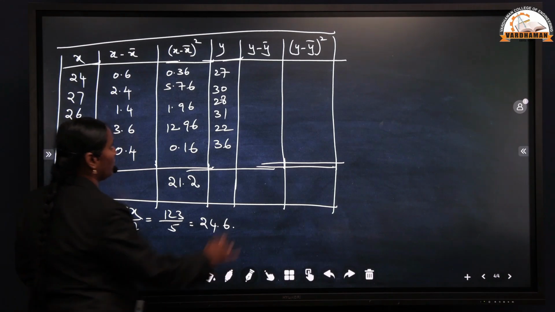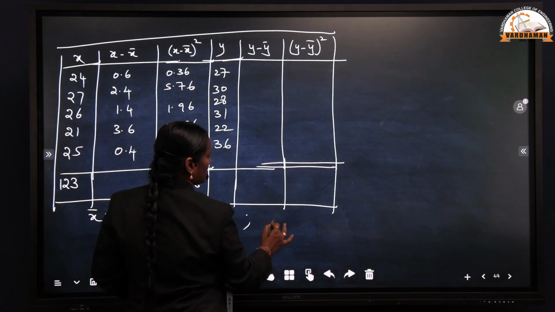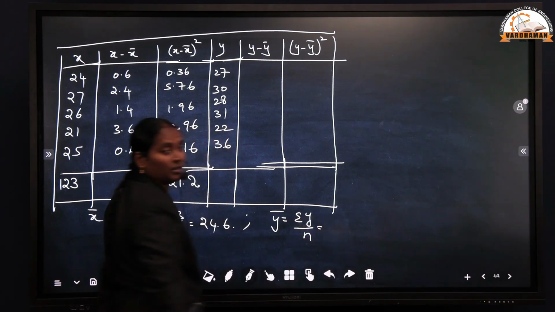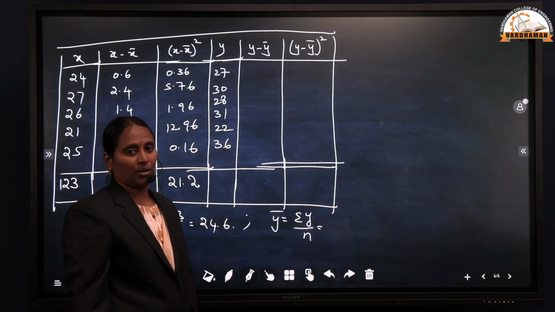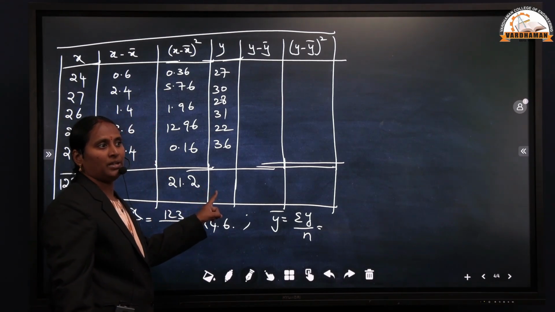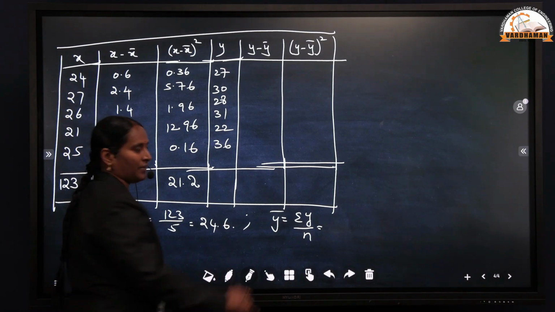Now we are going to find the value of y minus y bar. We find y bar is equal to summation y by n, the sum of all observations divided by the number of observations. First, we find the sum of all y observations in the problem, which is equal to 174.